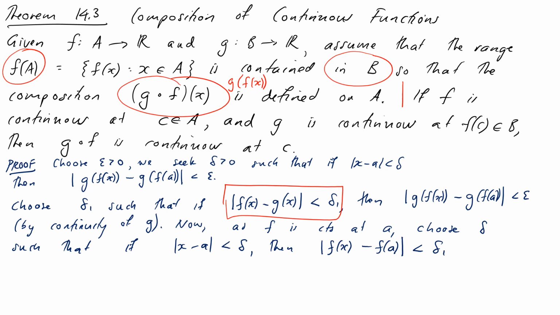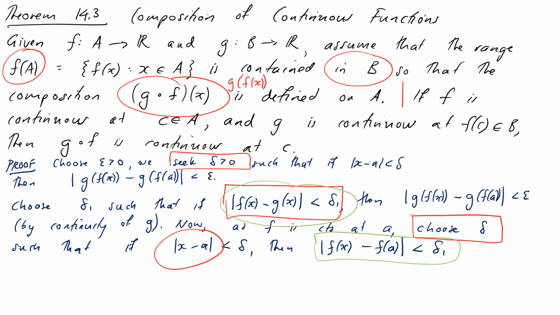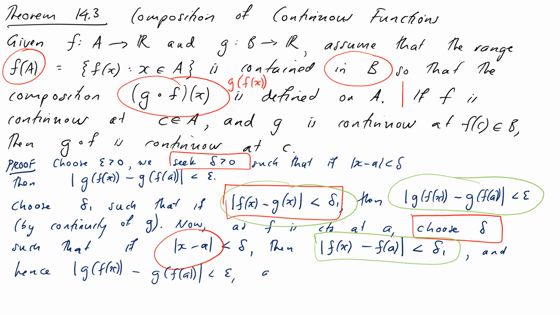Okay, so now we have a little cascade of inequality statements here. So now we've chosen a delta. Here it is. This is the actual delta that we're looking for, this one. If this is true, this is the input to our composition, then it follows that this part here is true. And if that is true, then it follows that this part here is true. And that's what we're actually after. So we've chosen delta to just chain these two things together. Therefore, and hence, we should write that, and hence the absolute value of g of f of x minus g of f of a is less than epsilon as required.